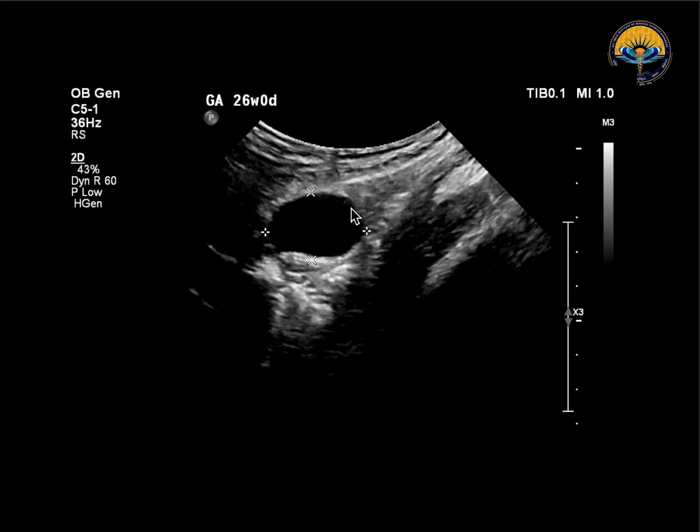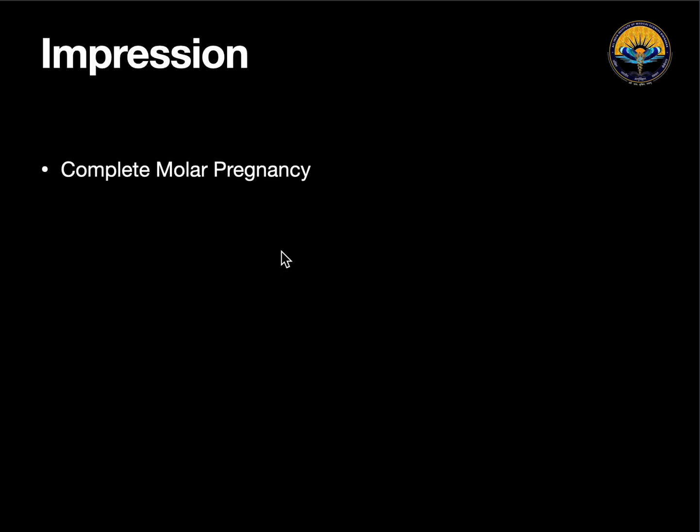We could also see some cysts in the ovary, and these were theca lutein cysts. These theca lutein cysts are commonly seen in complete molar pregnancy, and they are associated with an increase in the level of beta HCG. These cysts can also markedly increase in size, and they can undergo hemorrhage or torsion, which can be a cause of pelvic pain in this set of patients. So given all these findings, the impression we gave was a complete molar pregnancy.